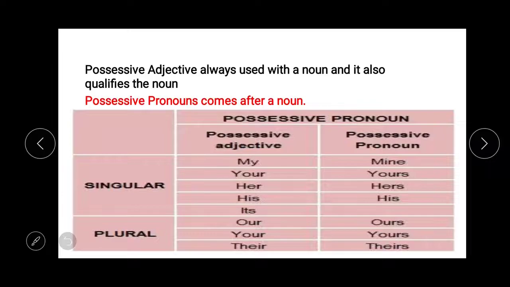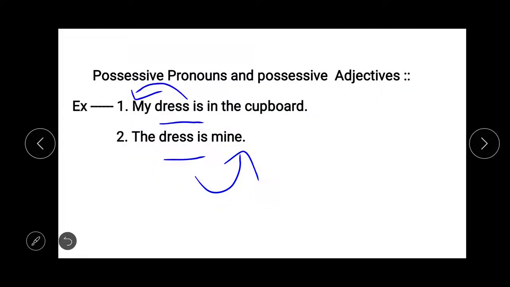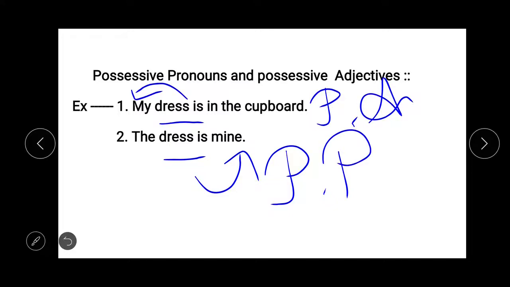And a possessive pronoun comes after a noun. So students, in the first example, the noun that is dress comes with the pronoun that is my. That's why it is not a pronoun, it is a possessive adjective. But in the second example, mine is a pronoun because it comes after the noun that is dress. That's why it is a possessive pronoun.